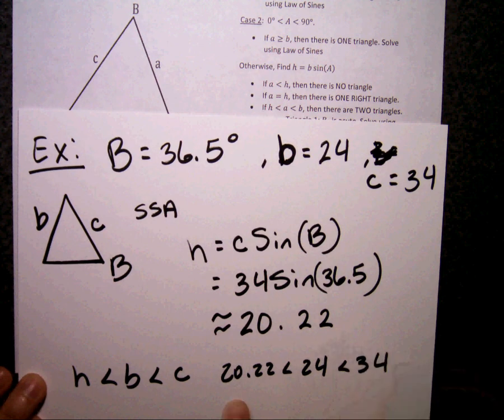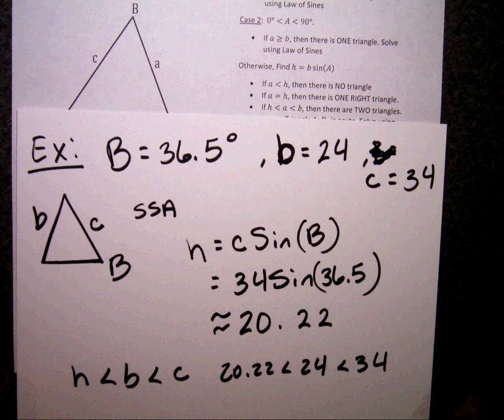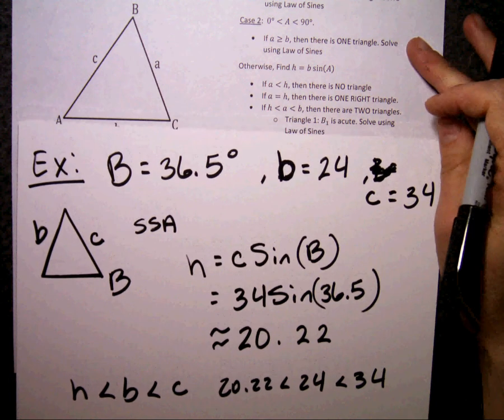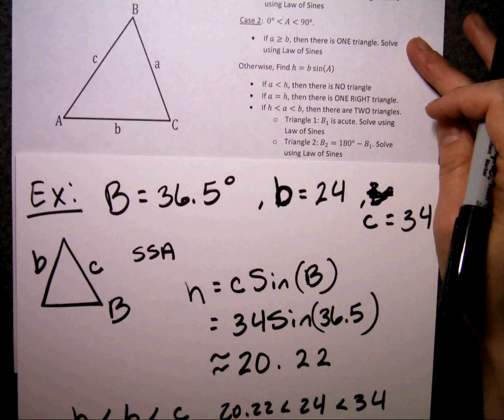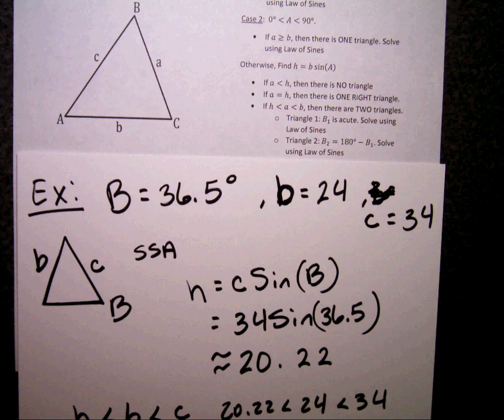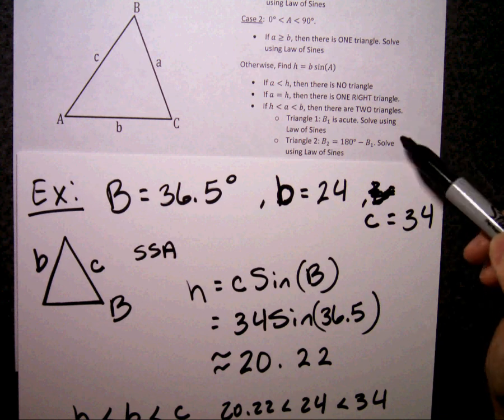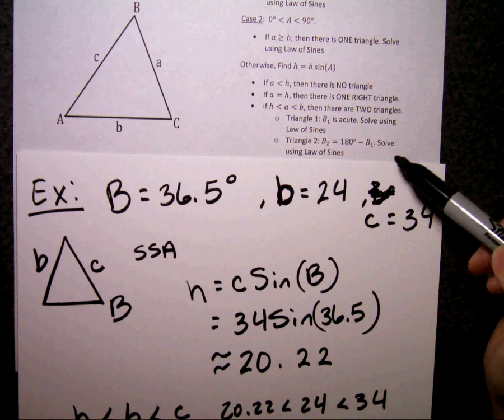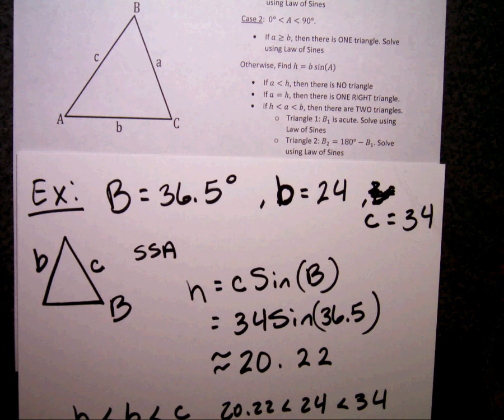So we do have the case where we have two triangles, which is not too big of a deal, just a little more involved. We have to solve using the law of sines twice. And so the first time we run through it, we're going to do it just like normal, just like we did on the previous video. And then we'll do it a second time. So let's go ahead. And so it says triangle 1.